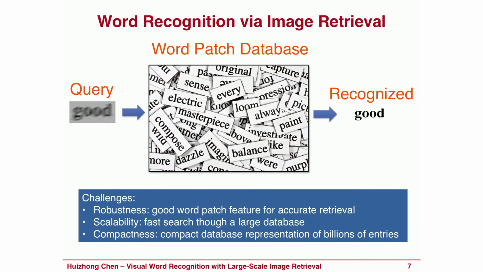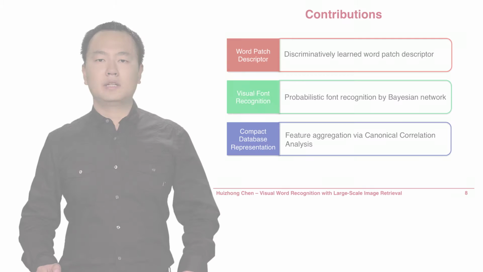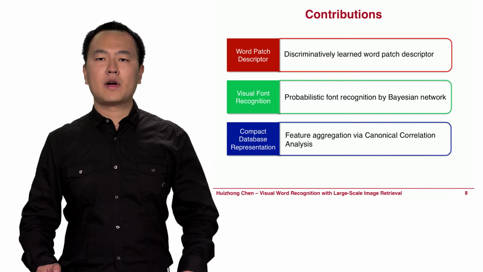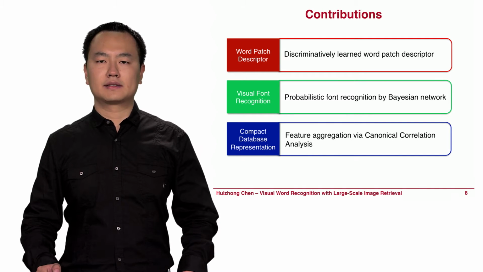First, a good word patch feature must be used for robust matching between the query and the database items. Second, it is prohibitive to perform exhaustive search in the database. Therefore, a smart system architecture must be used to speed up word recognition. Lastly, it is highly desirable to have a compact database representation such that the memory consumption can be reduced. In my dissertation research, I address these three challenges simultaneously.